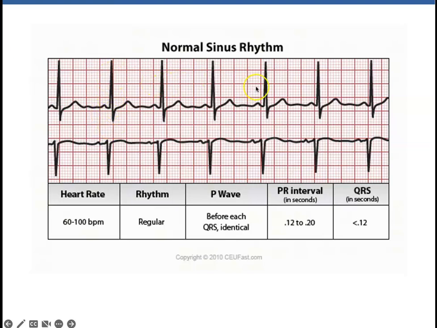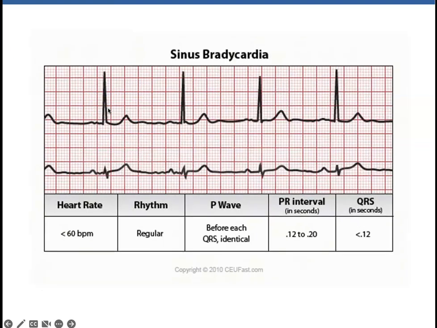Yes, each QRS is identical. The increments between each is exactly the same. It's a regular beat, so this is a normal sinus rhythm. Oh, and then your PR interval is 0.12 to 0.20, so you look at it here. So it's no bigger, right? Here's our next one. So this is within normal limits, and it's a normal PR interval.